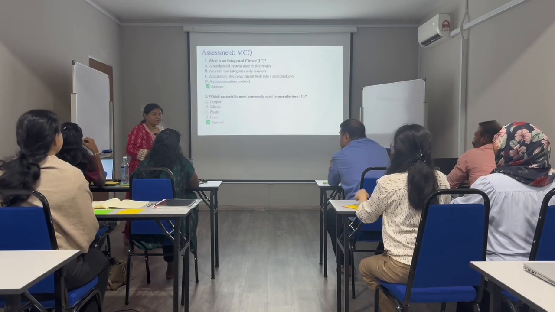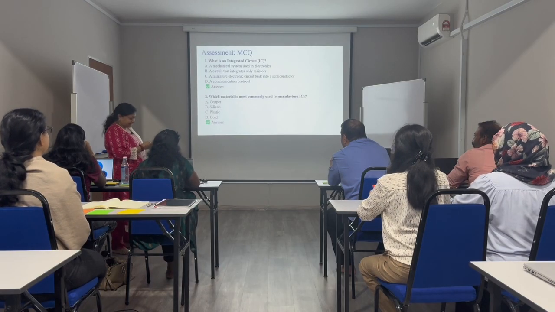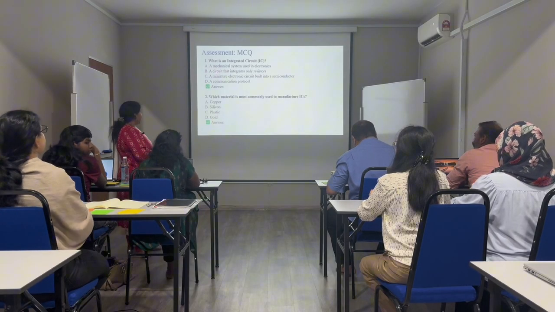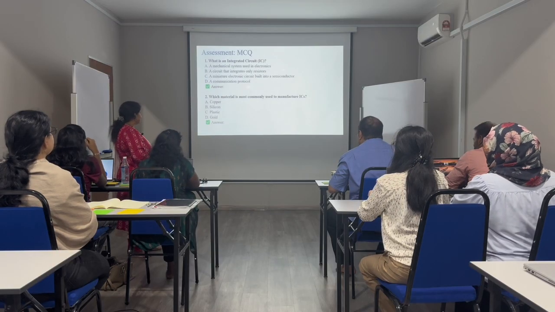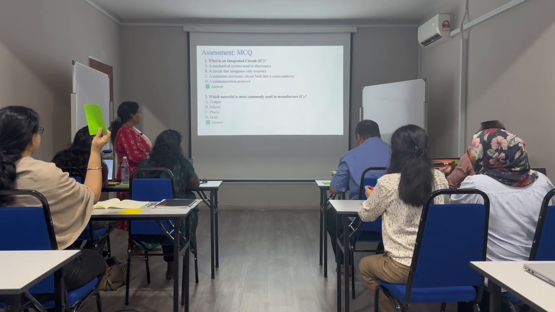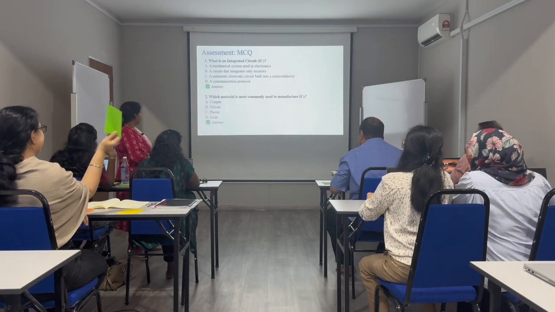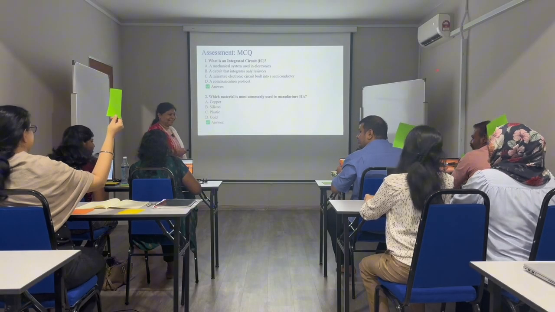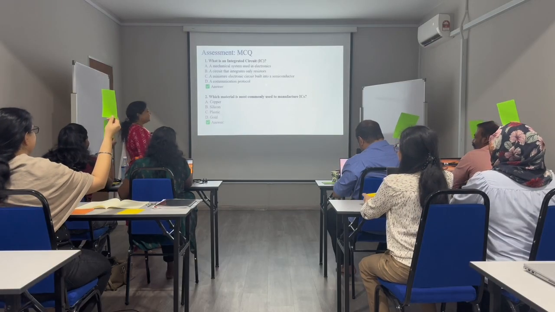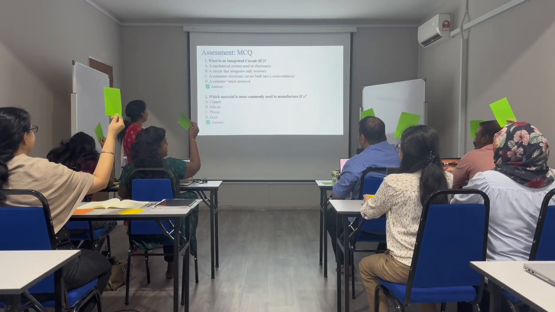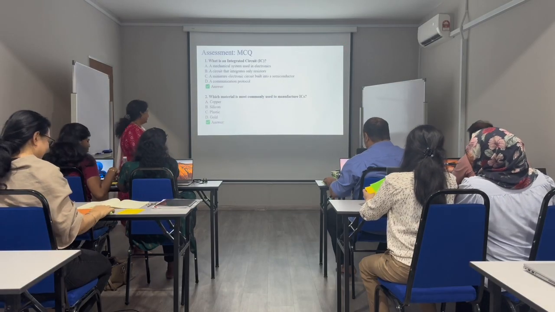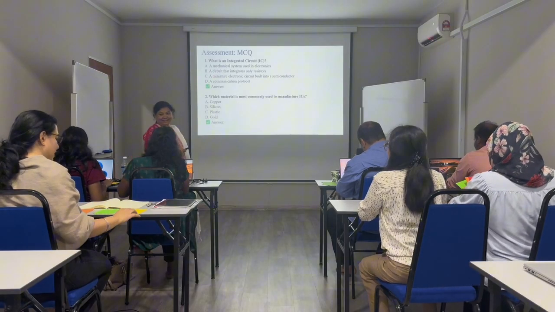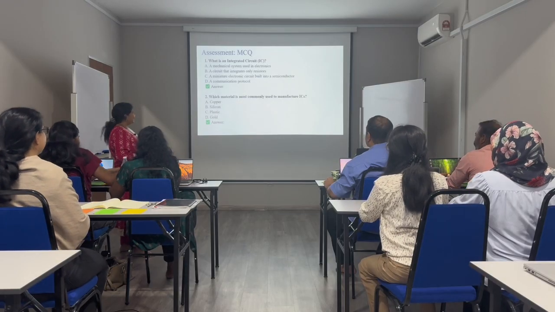Okay, we will move on to some assessment. So what is an integrated circuit IC? A, a mechanical system used in electronics; B, a circuit that integrates only resistors; C, a miniaturized electronic circuit built into a semiconductor; D, a communication protocol. You show me through your fingers. All correct. All correct. Star to everyone.